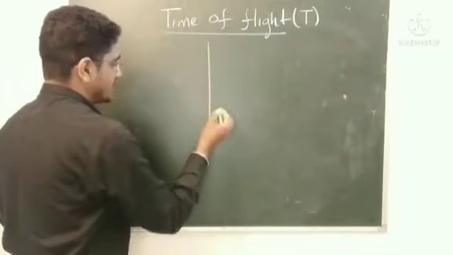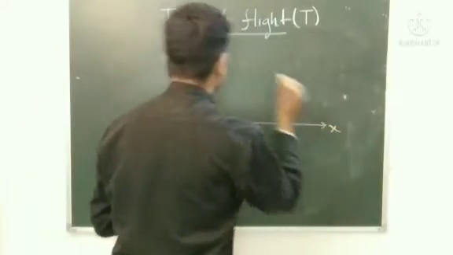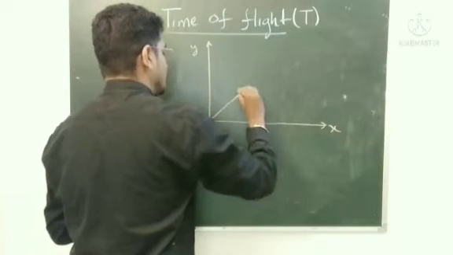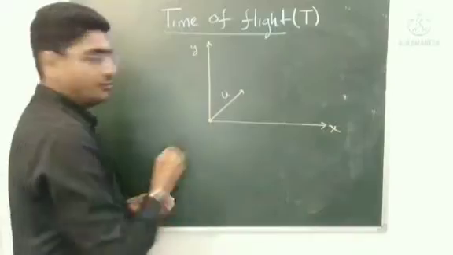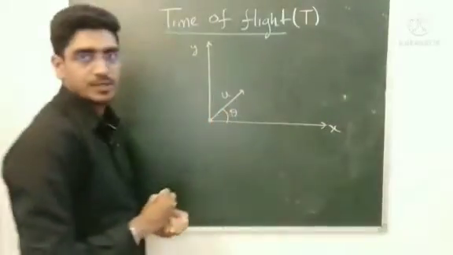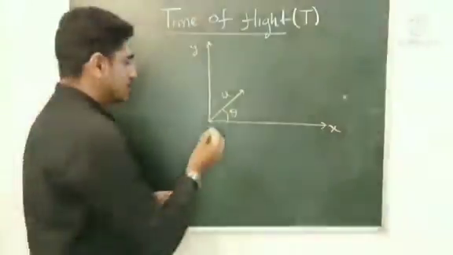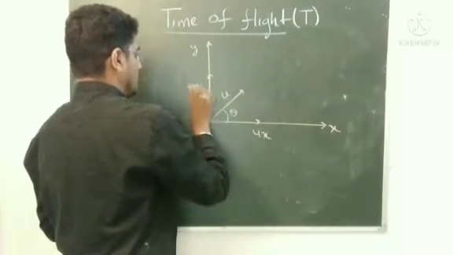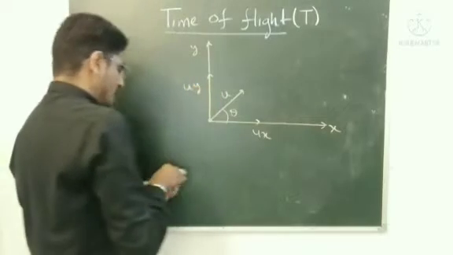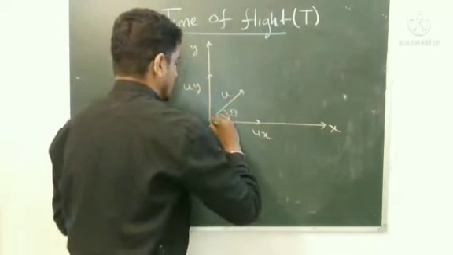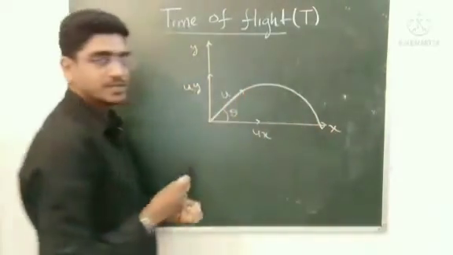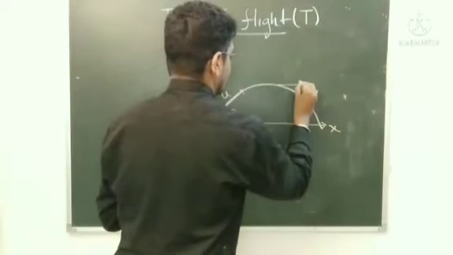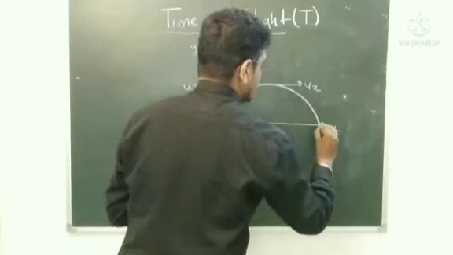Look, if we consider projectile motion, as we know, this is the x-axis, this is the y-axis. And suppose the initial speed of the particle is u, which makes an angle theta with the x-axis. So we can break this u into two components, one is ux, another is uy. And the path of the projectile is parabolic, like this.